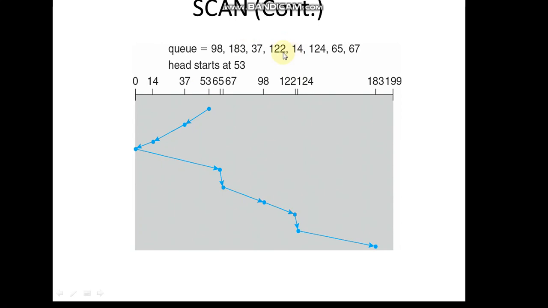In this case, when it is moving towards the left for this particular example, we are getting the total number of head movements as 208 cylinders.